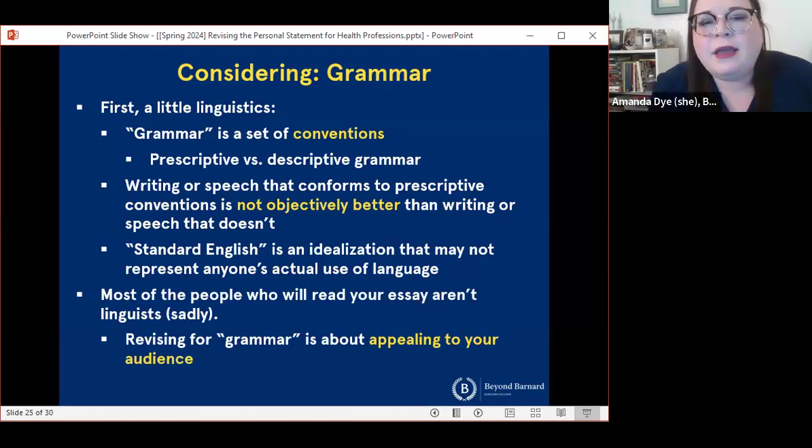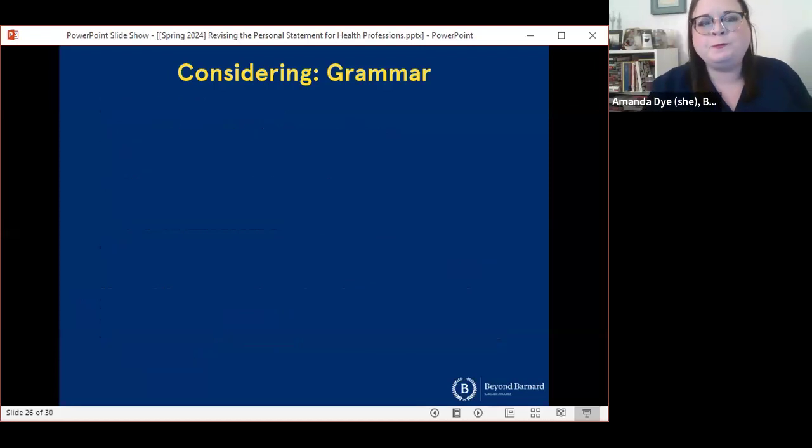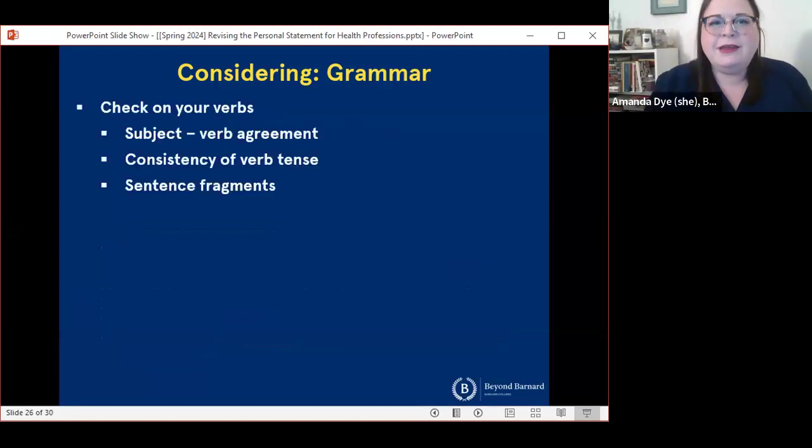And I'm talking about essentially adapting to the context that this writing is presented in. So with that said, things to keep in mind. Check on your verbs, subject and verb agreement for number and things like that. Consistency of verb tense, particularly within the same sentence, but also within paragraphs and over time. Making sure that you don't have fragments of sentences, that is, sentences that are missing either subjects or verbs.